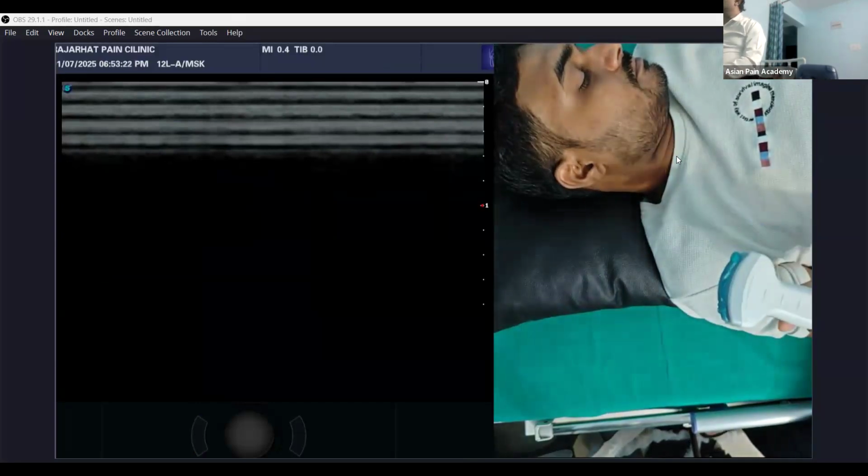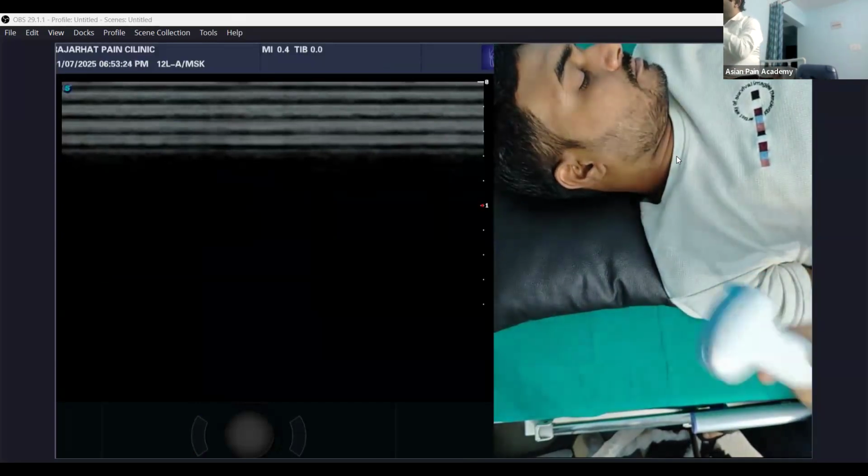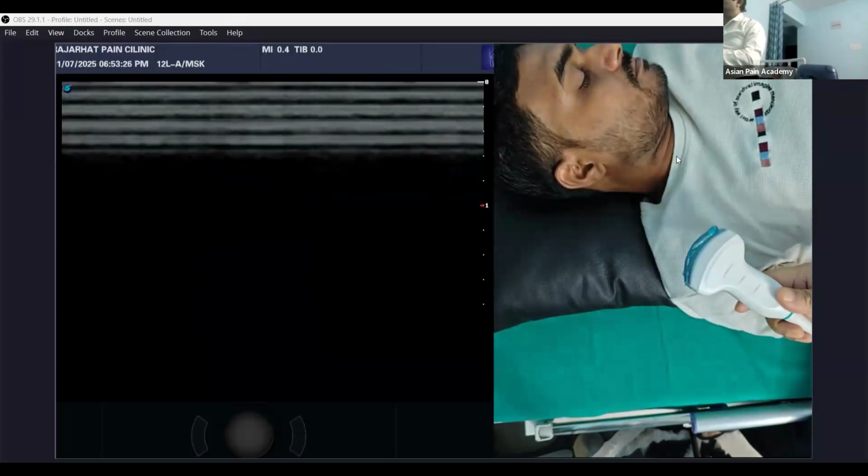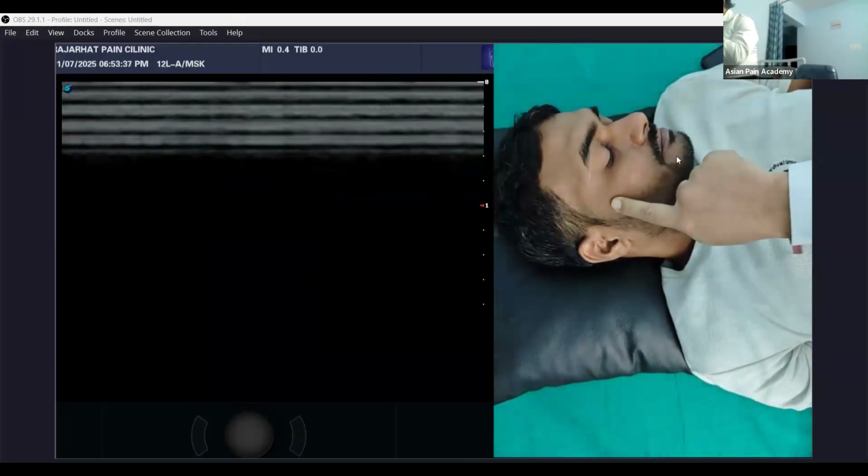So here, this probe is to be used. This is the curvilinear probe. For any deeper structure, we will see with the curvilinear probe. Okay, so now what I will do, I can palpate the zygomatic process. I am not going over the zygomatic process. I will go below the zygomatic process.